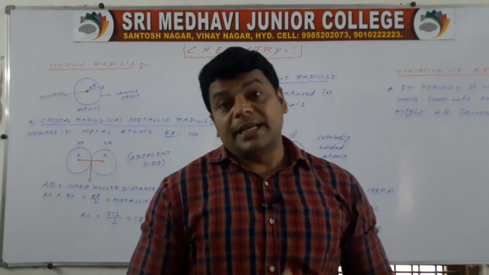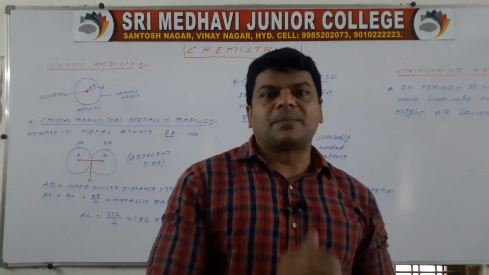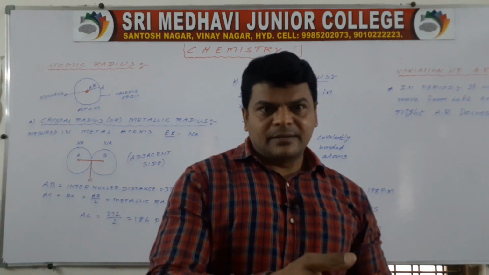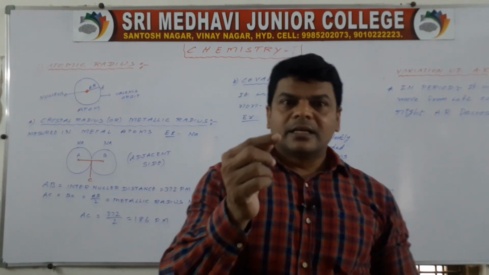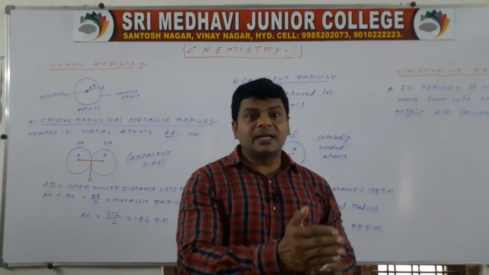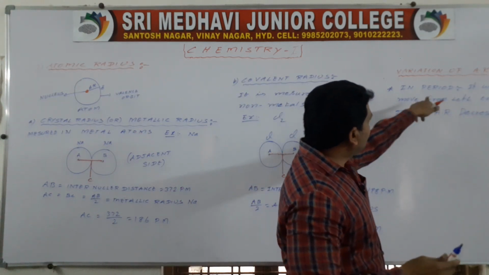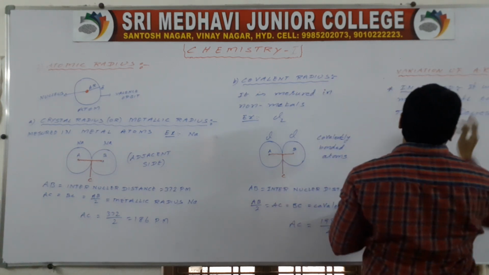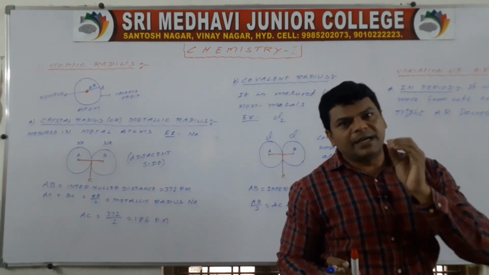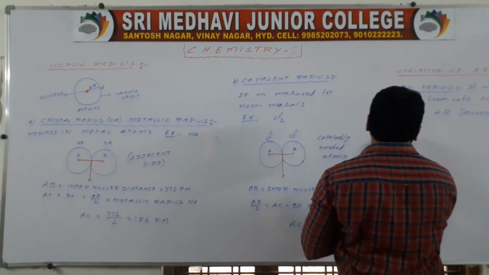Why does atomic radius decrease in periods? Due to the entering of electrons into the same subshell or orbital. So 1s, next 2s, and so on. The first electron enters 1s, and the next electron also enters 1s. After filling that, it goes to the next orbital. So atomic radius decreases because electrons enter the same subshell.